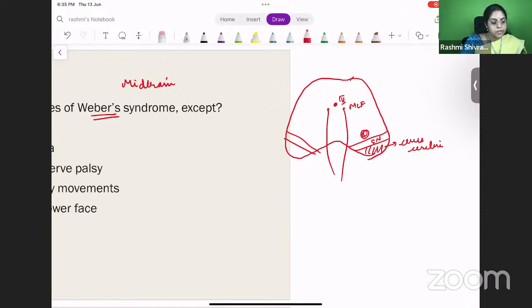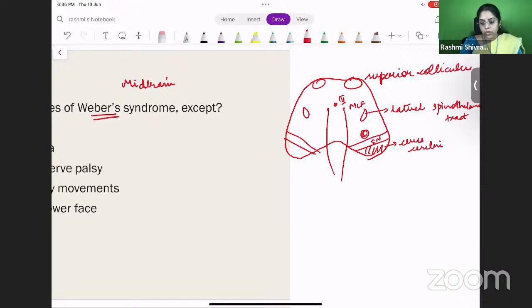Here you will also be having the lateral spinothalamic tract. So these are the important tracts which you find in the midbrain. Here you will have the superior colliculus, right? Among the midbrain syndromes, the most important and frequently asked one will be Weber syndrome, right? So you will be having a crossed hemiplegia. That's right. Good guessing. We'll discuss the answer.